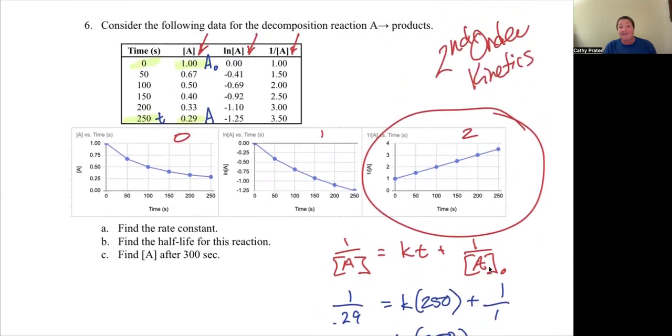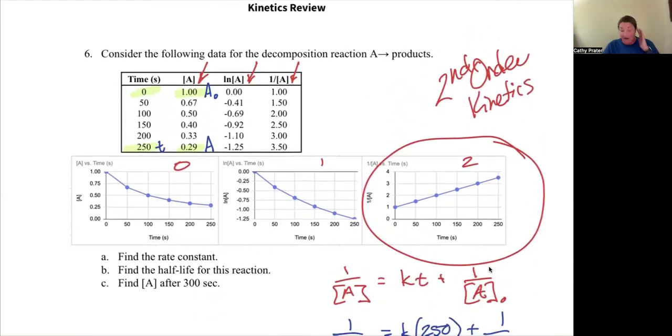For B, finding the half-life of the reaction. We don't normally talk about half-life in context of second order reactions. But if we're literally going for the definition, how long does it take for half of something to disappear? Well, if it started off at 1, what's half of 1? 0.5. How long did that take? 100 seconds. When you don't do any work to do it, they call it solving by inspection.